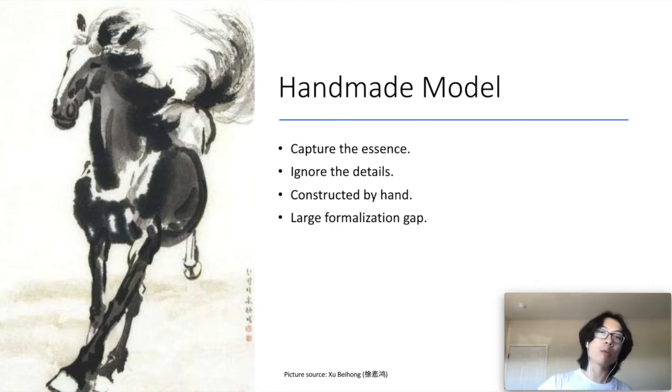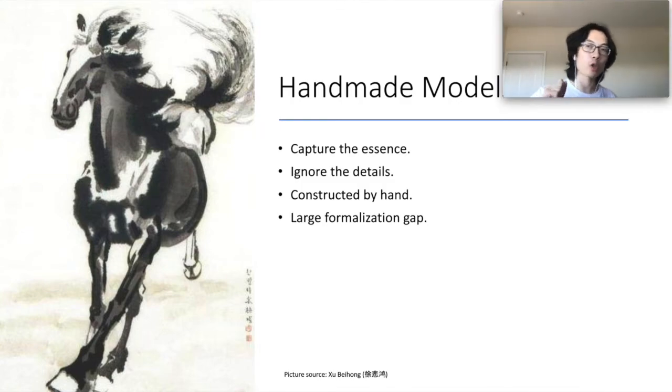Now, the original program can be very big, so it is usually very hard to translate the program while retaining all the details of the original program. So usually, a model for verification would only capture the essence of the original program while ignoring many other details. As a consequence, this can exhibit a large formalization gap between the model and the original program.